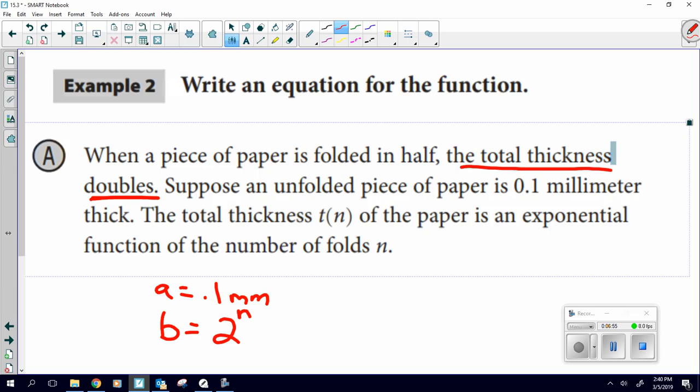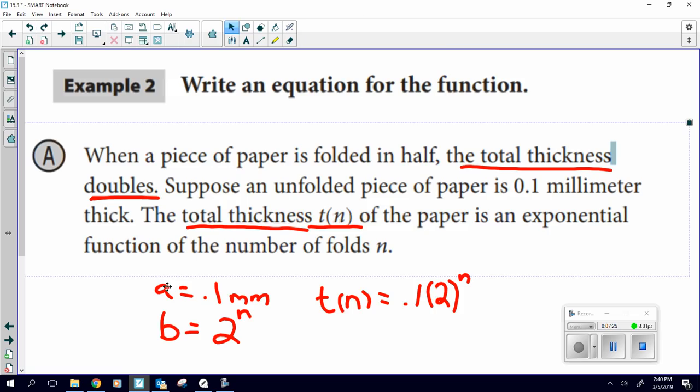So our total thickness will be T of n, because that's what they want us to use, the total thickness. The total thickness is this, right? So you're going to have, there's our A, and here's our B. We're going to put it in parentheses because that is not 12/100ths. I mean, yes, 12/100ths. That is 1/10 times 2 to the power of n. Make sure you use parentheses there. It's very important to separate those numbers. Okay, don't mess that up. All right, so that came out kind of easy, right?